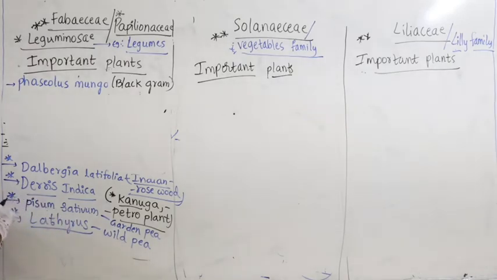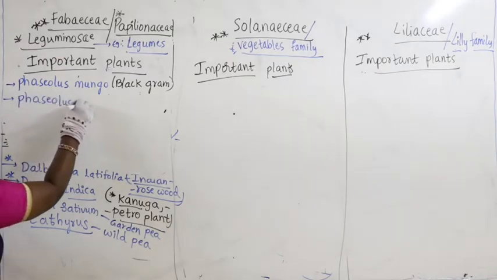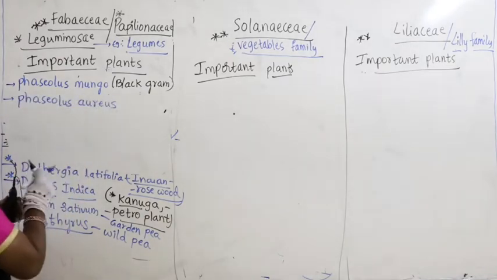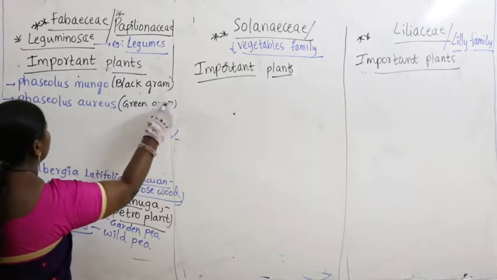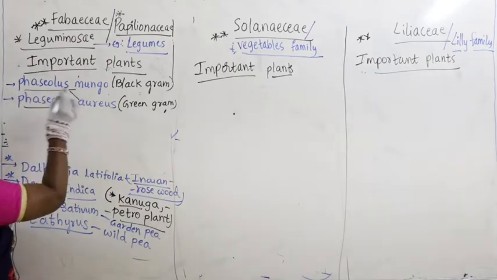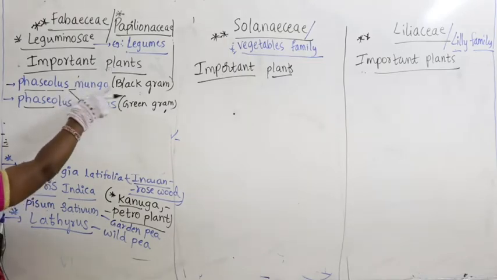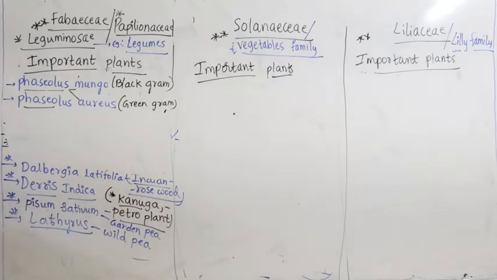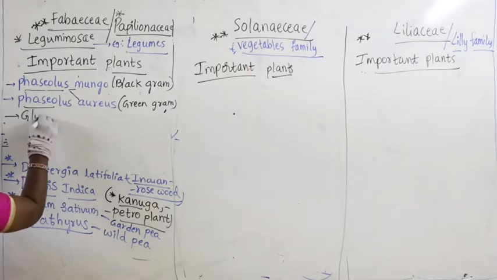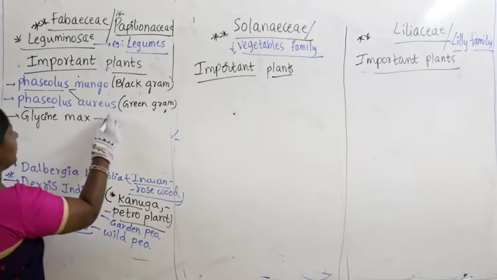Right? Next, similarly, we have Phaseolus aureus, that is called green gram. See here, the genus is the same but the species is different. Phaseolus is the common genus, but if the species is mungo, you will get black gram. If the species is aureus, you will get green gram. Right? Apart from this, Glycine max, it's commonly called soya bean.